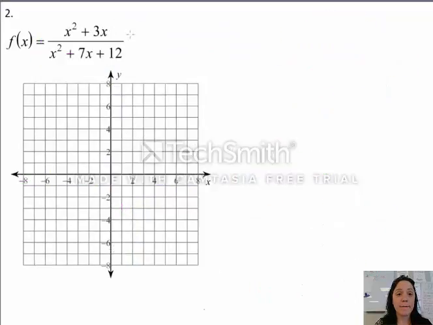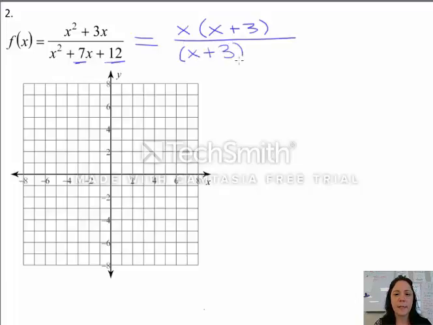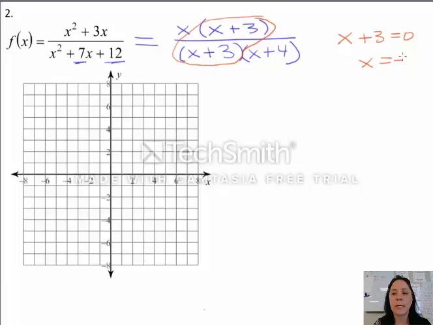Let's find the holes in another graph. Once again, we have to start by factoring. I can factor an x out of the numerator, and that gives me x times x plus 3. And in the denominator, two things that add to 7 and multiply to 12, all positive, x plus 3 times x plus 4. So once again, I have a factor that is common to both the numerator and the denominator. So I'm going to have a hole where x plus 3 would equal 0, or at x equals negative 3.